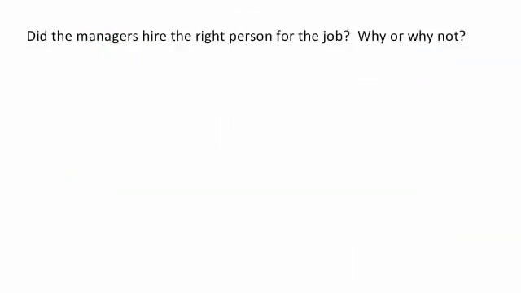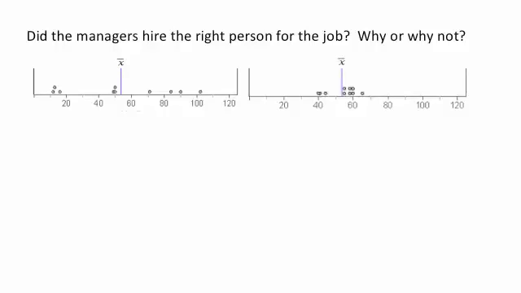That says a lot. So, did the managers hire the right person for the job? Why or why not? Of course, what you should be saying at this point is no. Mr. Jackson should never have gotten this job because I'm so terribly inconsistent with my dinosaur catching. Miss Hughes is much more consistent. So again, we come back to a dot plot: my standard deviation is 32.9, and Miss Hughes' standard deviation is 8.8.